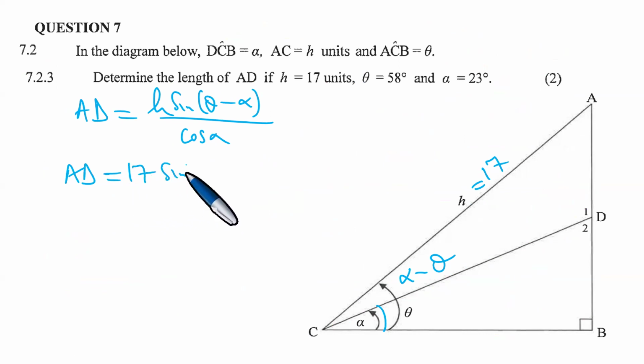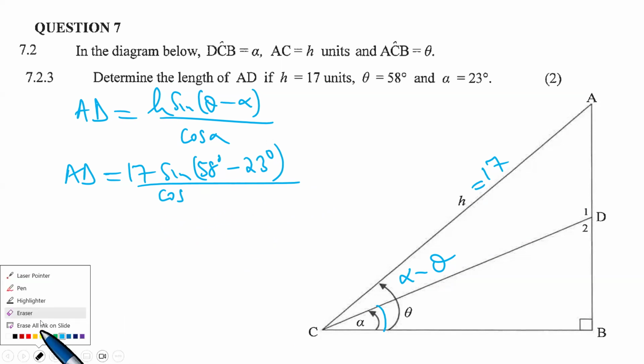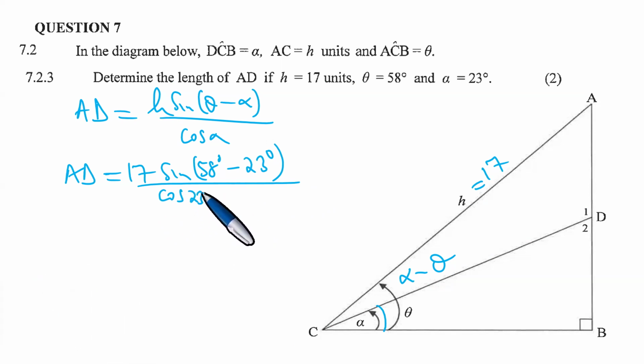It's 17 the sine. What is theta? 58 degrees minus alpha. Alpha is 23 degrees. What we're doing here is basically substitution, and this is divided by the cosine of alpha, and alpha is 23 degrees. You can still do without the parentheses in the denominator. So you can write up here exactly 23 degrees, meaning that AD itself is 17 the sine of the 58 minus 23 degrees, which is actually going to give us what we want.